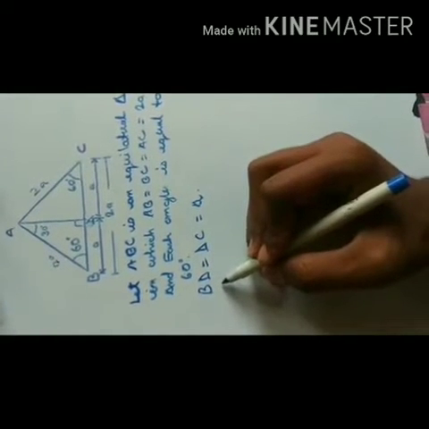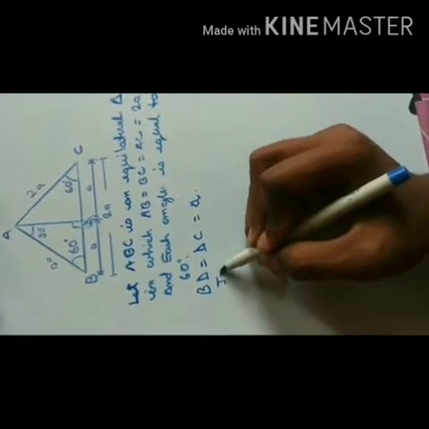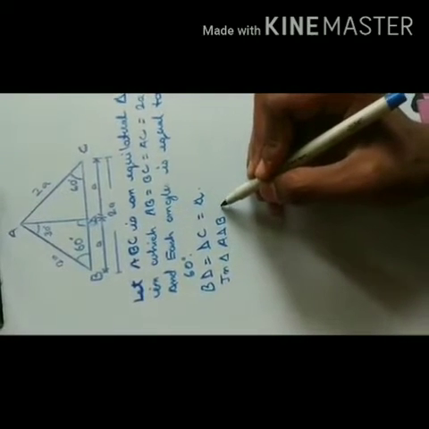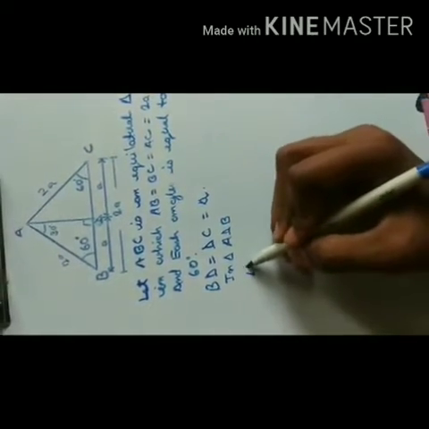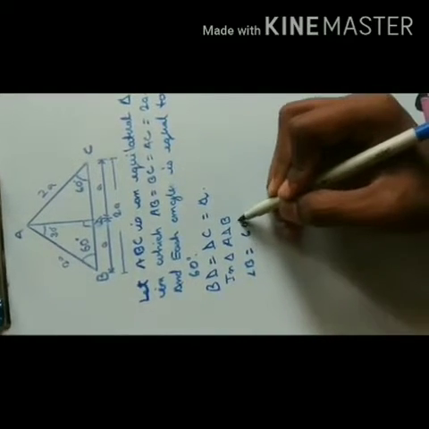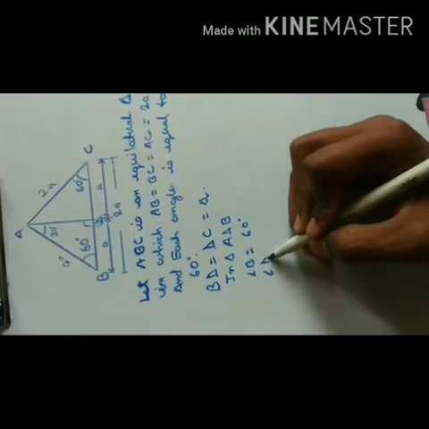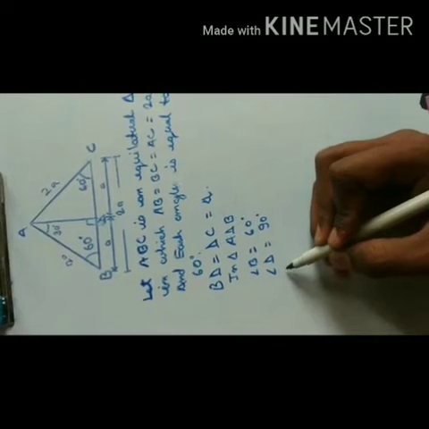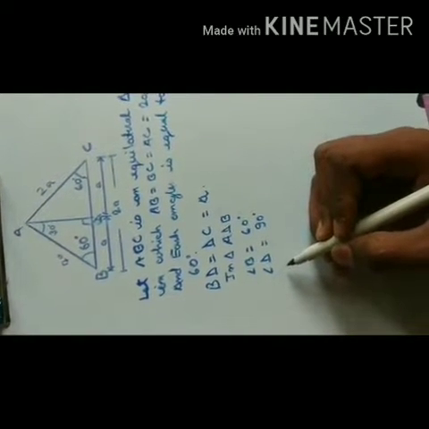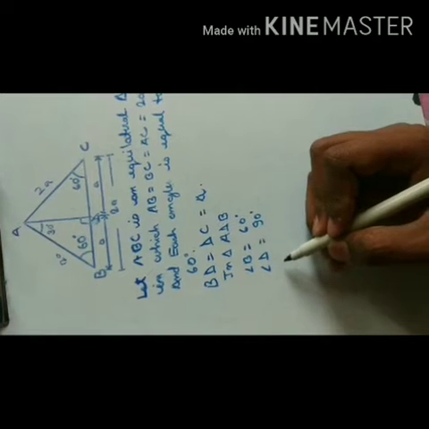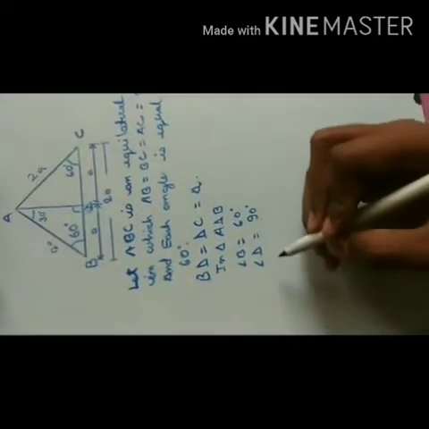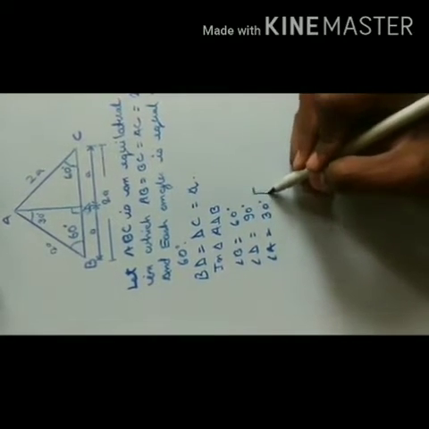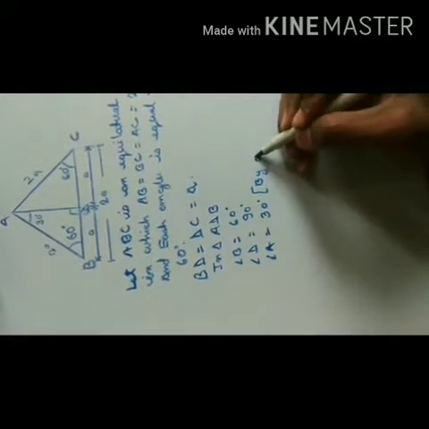and in triangle ADB angle B equal to 60 degree, angle D equal to 90 degree. So by angle sum property, so angle A equal to 30 degree by angle sum property.